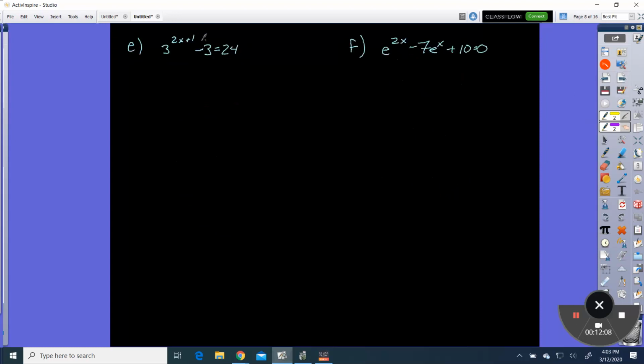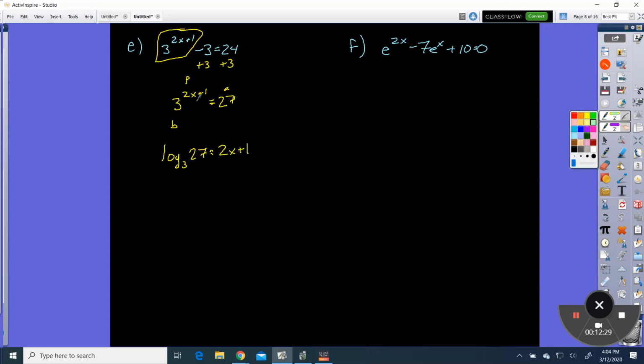So now part E, same thing. I want to get this alone. So I'm going to add the 3 over here. So I have 3 to the 2x plus 1 equals 27. So now that I have it like this, remember this is the base, this is the power, this is the answer. I'm going to write it as a logarithm. Log base 3 of 27 equals 2x plus 1.